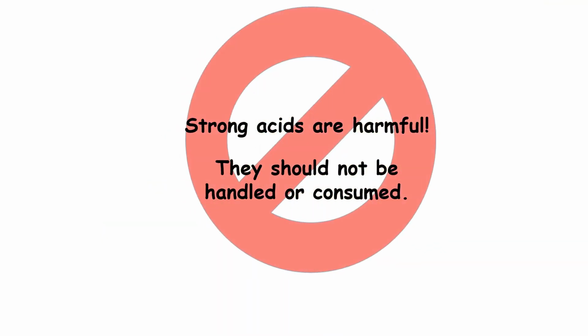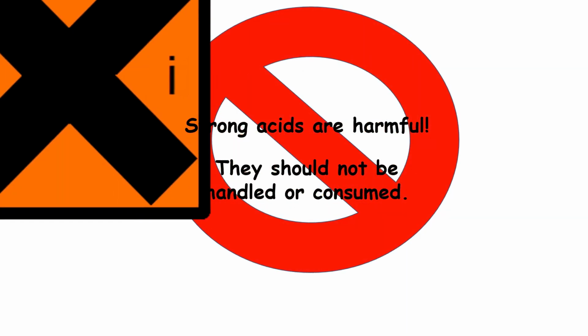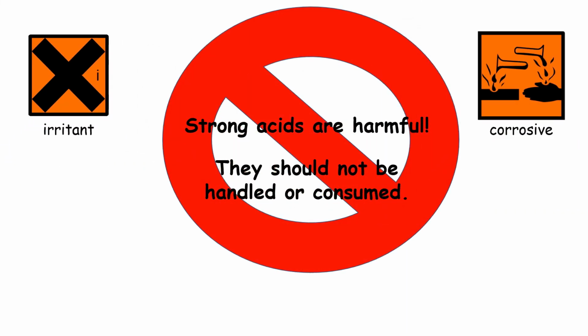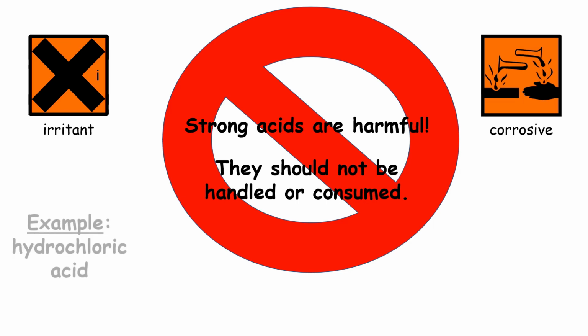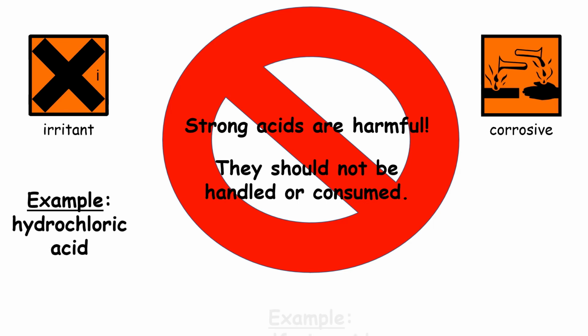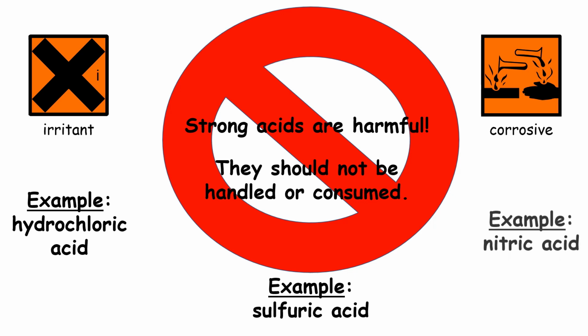It's important to remember that not all acids are safe to consume or handle. Strong acids are harmful. They should not be handled or consumed. Examples of strong acid are hydrochloric acid, which is found in the stomach, sulfuric acid, which is found in car batteries, and nitric acid. All 3 of these strong acids are found in science laboratories.